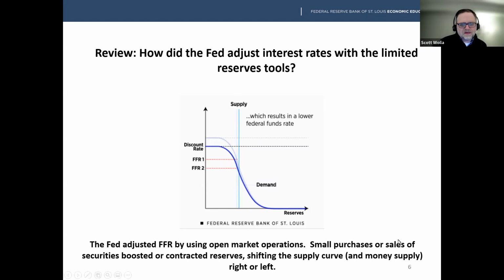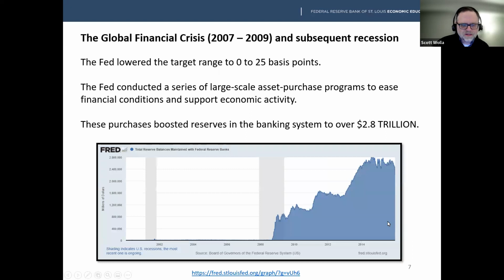But in 2008, things changed. If you remember that time, the reason it changed is because of the global financial crisis. 2007 to 2009 is the time frame that we think of as the Great Financial Crisis. Of course, there was a recession associated with it. During that time, the Fed lowered the target range for the federal funds rate to 0 to 25 basis points. You probably heard that referred to as the zero lower bound. Other central banks have played around with negative interest rates.